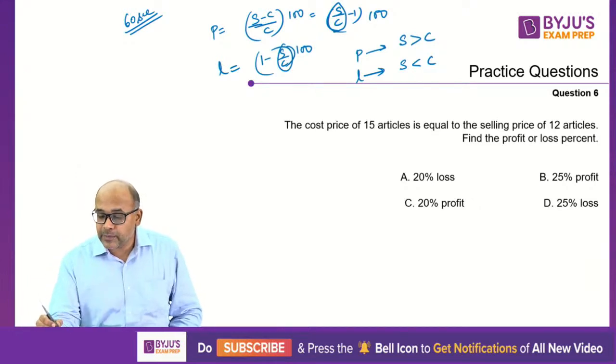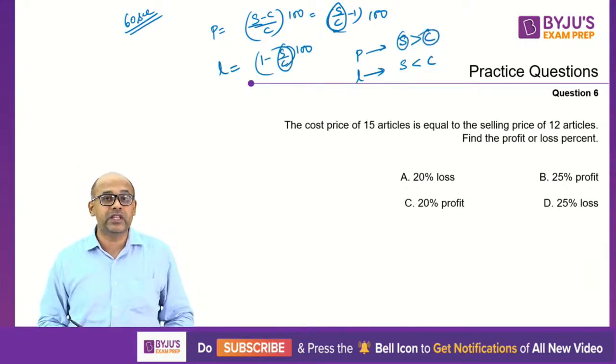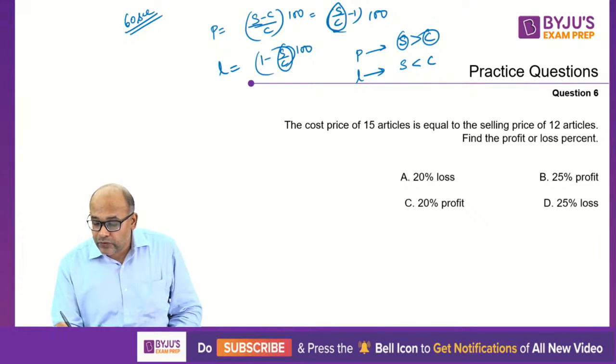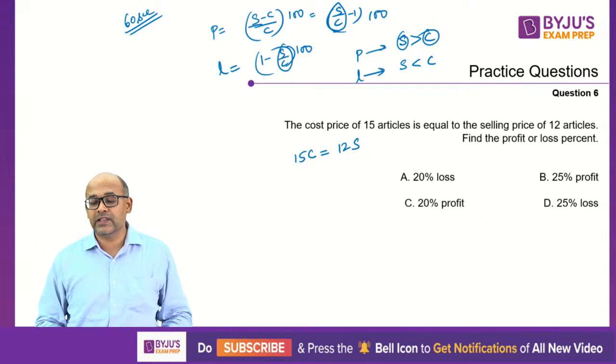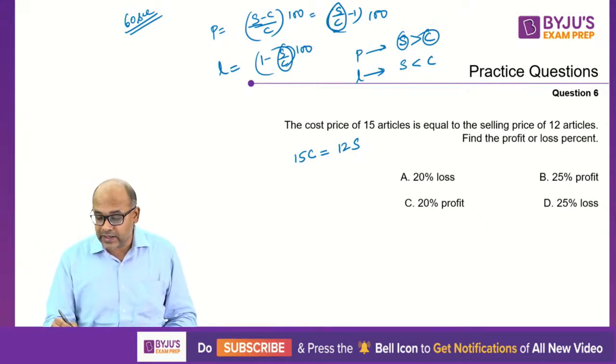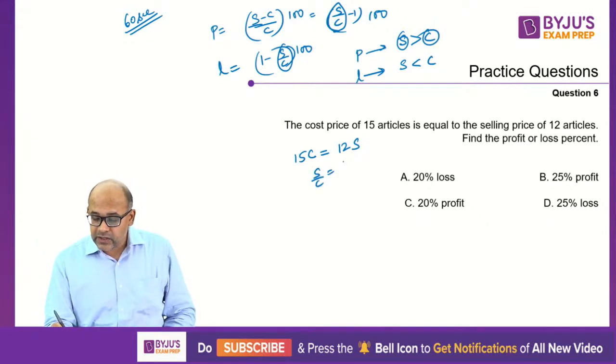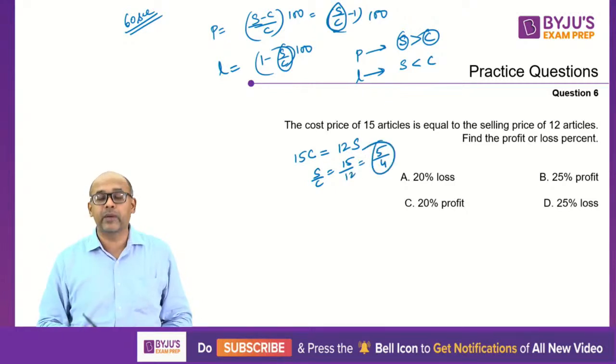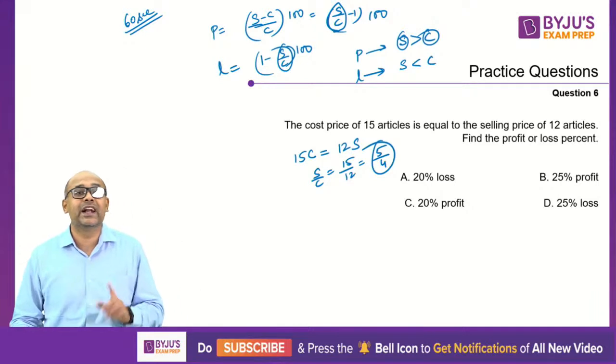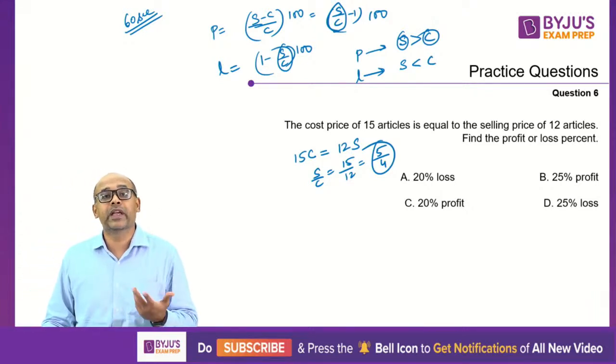So let us say the selling price of each item is S, cost price of each item is C. So the cost price of 15 articles is 15C, which should be equal to 12S, the selling price of 12 articles. So S by C is 15 by 12, which is 5 by 4. Now 5 by 4 is greater than 1. Hence you are making a profit.